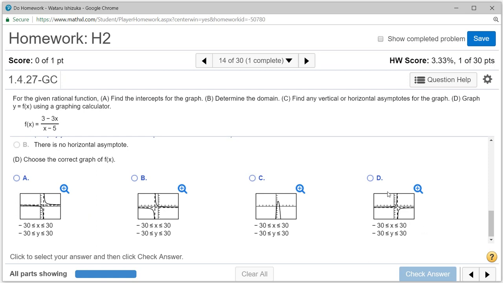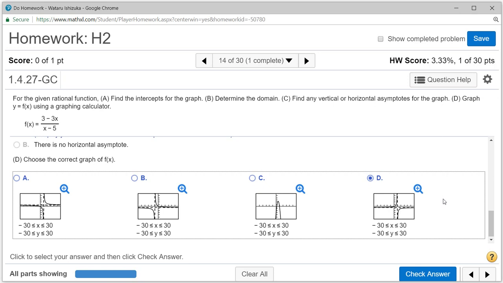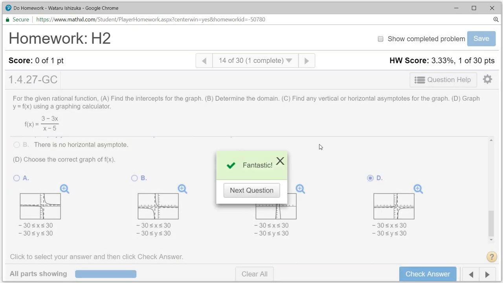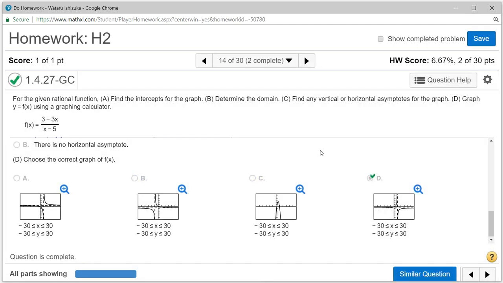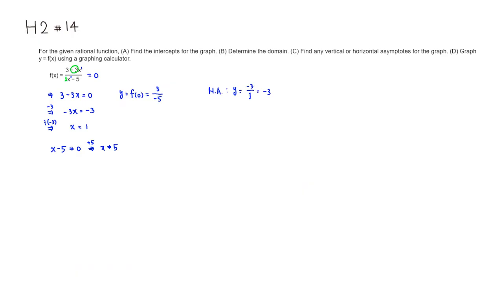Then let's look at the horizontal asymptote. The horizontal asymptote was supposed to be negative 3. This one is on the positive side, since it's above the x-axis, which leaves us here. The horizontal asymptote is on the negative side, so D is the only reasonable one. All right, let's check the answer. We got that. All right, that's it. I hope that this was clear.